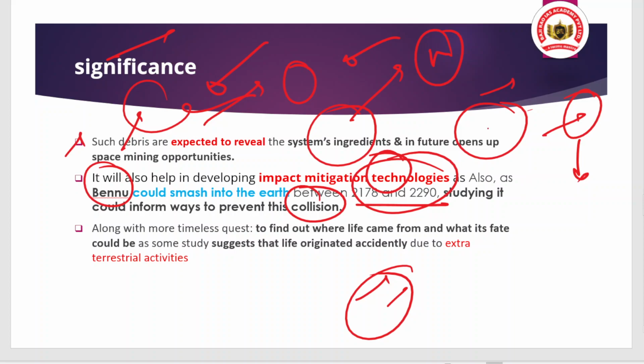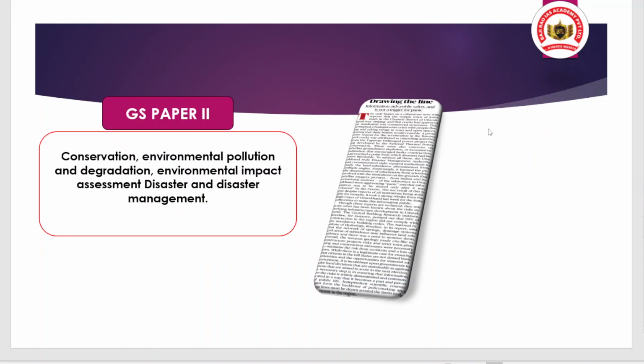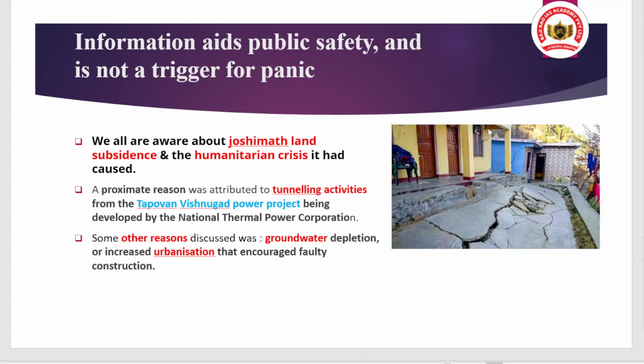Okay, so that is the point, and that is the end of the article. Now we are shifting to the next article, GS paper 2, and it will be covered under this topic. Joshimath is basically a location in Uttarakhand, and in previous months we have seen many news about its subsidence. Why was there subsidence? There were many factors like seismic activity, unsustainable infrastructure creation, and all of this.